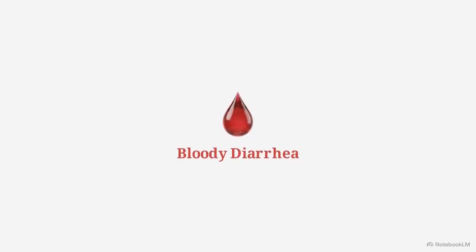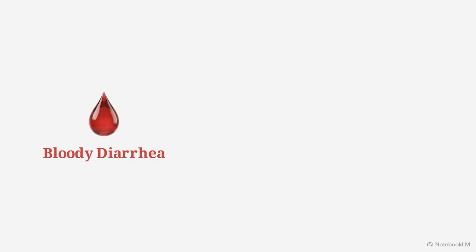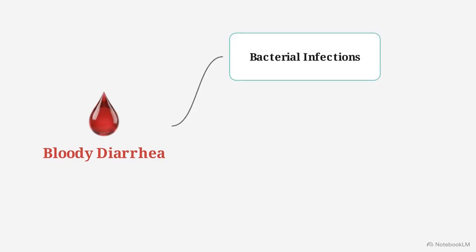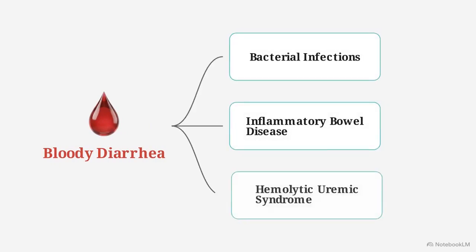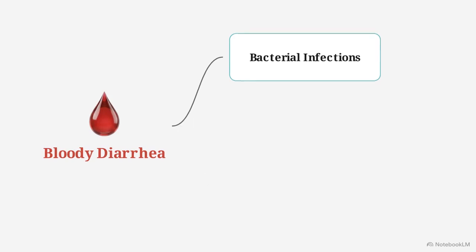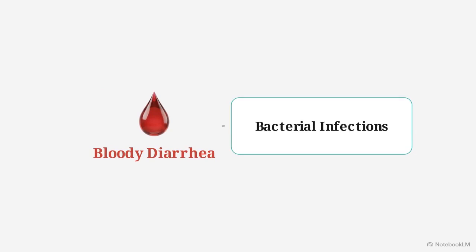When a patient presents with bloody diarrhea, clinicians must distinguish between etiologies requiring opposed interventions. We categorize the pathology into 3 groups: bacterial infections, inflammatory bowel disease, and hemolytic uremic syndrome. For this model, we'll isolate our focus to the bacterial pathway.